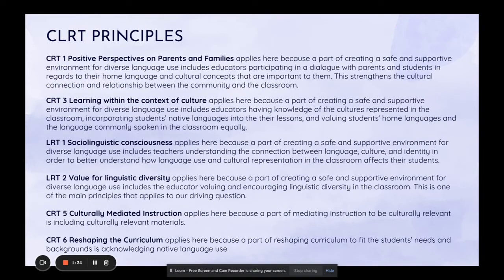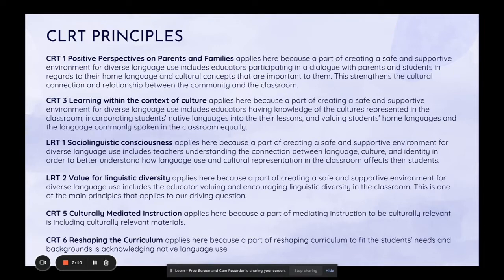Some culturally and linguistically responsive teaching principles that could be applied here are CRT1, Positive Perspectives on Parents and Families, which applies because it is a part of creating a safe and supportive environment for diverse language use, which includes educators participating in a dialogue with parents and students in regards to their home language and cultural concepts that are important to them. This strengthens cultural connection and relationship between the community and classroom.